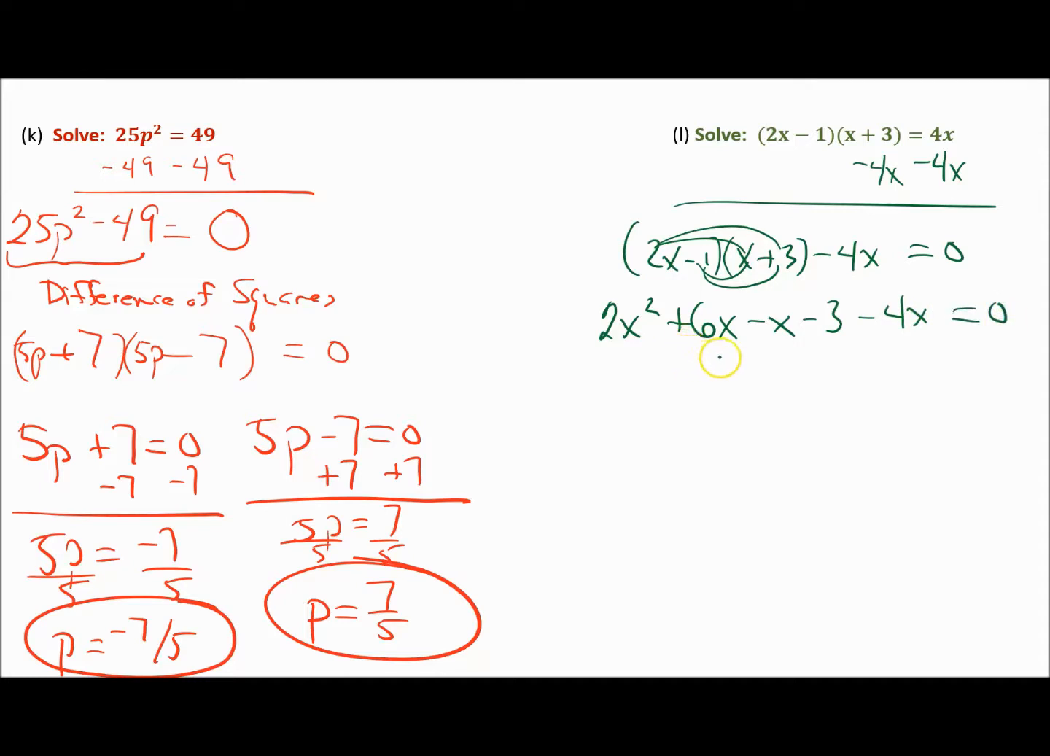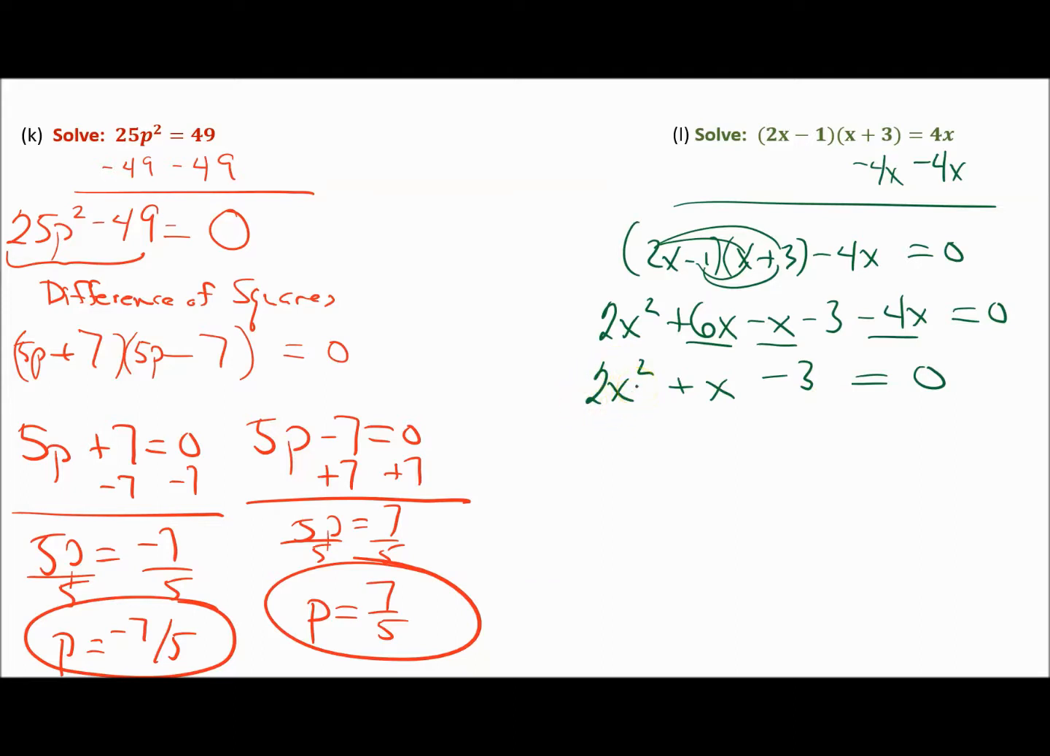So now I have like terms to combine together. I have 2x squared. Now look, 6x minus x minus 4x. Those are all like terms. 6x minus x is 5x. 5x minus 4x is plus 1x. I'm just going to put plus x. This is minus 3. Does it have a like term? Equals 0. Now this looks like some of our problems a couple of pages ago, that we have a trinomial we need to factor with a leading coefficient of not 1.